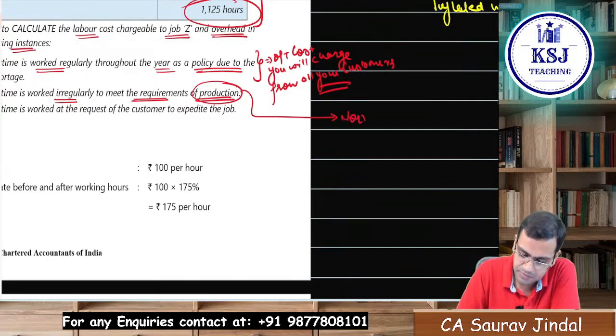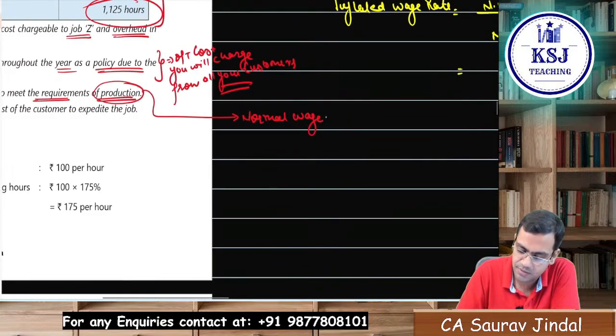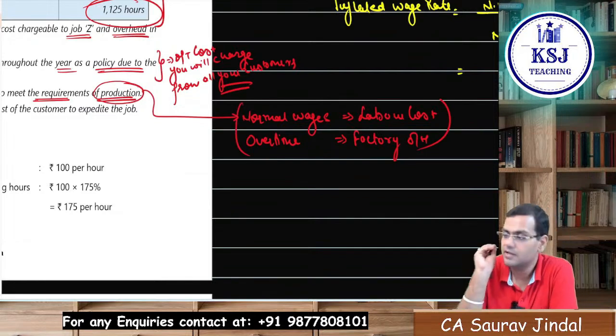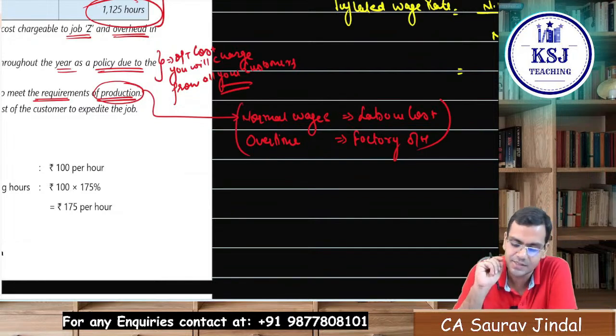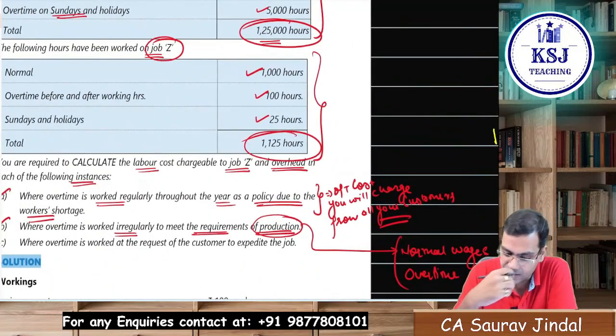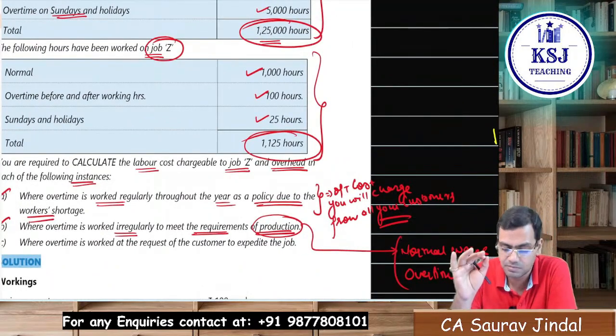Normal wage rate, whatever normal wages you are paying, that is a part of your labor cost, right? And whatever overtime you are paying, that is a part of your factory overheads, right? That is a part of your factory overheads. This is the treatment. Now the normal wages, sir, how will you charge it? What are the normal wages?